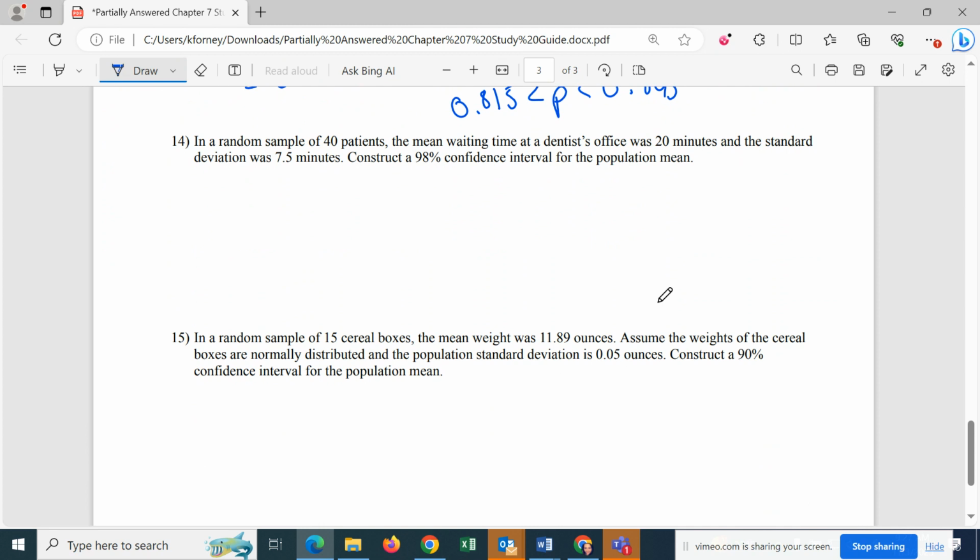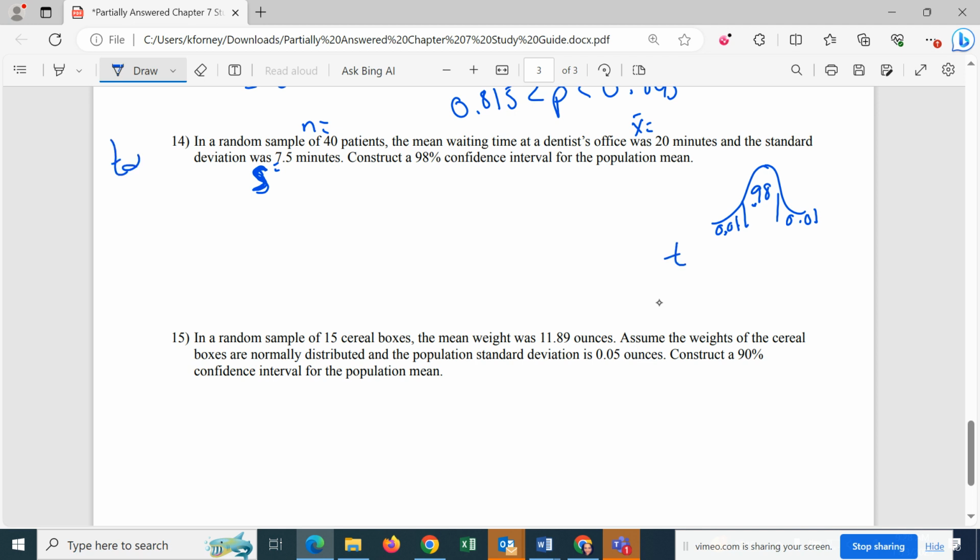In a random sample of 40 patients, so as I'm reading, I like to think, what do these numbers represent? So N is 40, that's the sample size. The mean waiting time was 20 minutes, and the standard deviation was 7.5. Nowhere in here did it talk about population standard deviation. So we are dealing with S, the sample standard deviation.